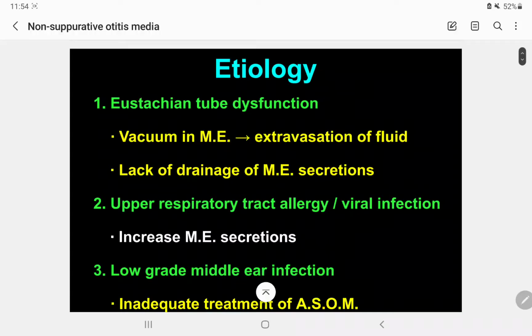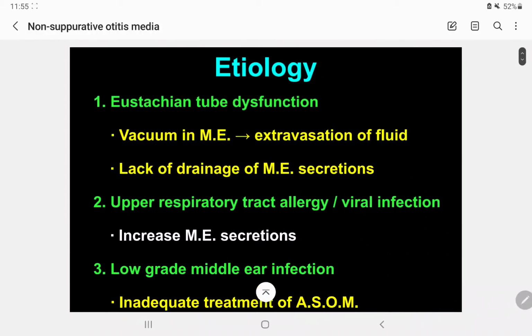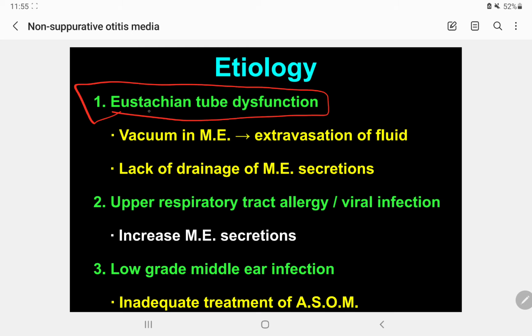So what causes otitis media with effusion? So it is etiology, right? There are three etiologies. The first one is if the eustachian tube is dysfunctional, right? What is the function of the eustachian tube? To provide aeration to the middle ear. So if the eustachian tube is dysfunctional, not working well, then it can cause otitis media with effusion.